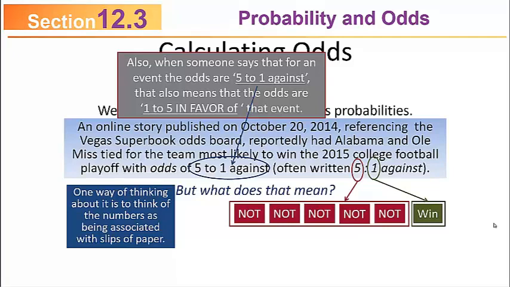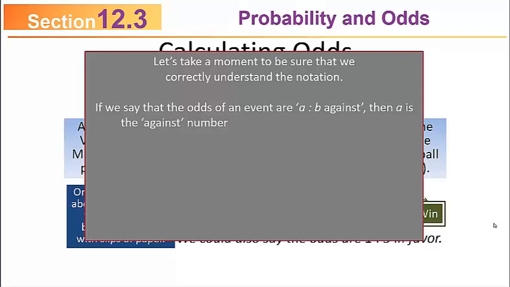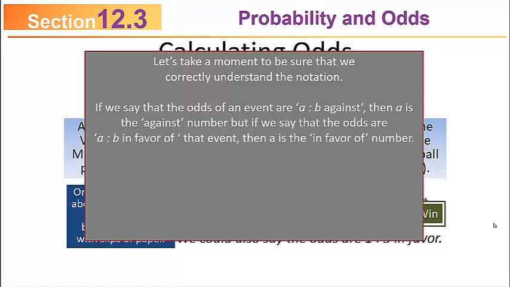Saying that the odds are 5:1 against something is the same thing as saying that the odds are 1-5 for that thing. I want to take another minute to make sure you understand that notation, because if you don't, you have no hope of getting through this. If we say the odds of an event are A to B against, that first number is the against number. So in this case, the A would be the against number. But if I say the odds are A to B in favor of that event, then A is the in favor of number, just the same as when I did the 1-5 versus the 5:1 example earlier.